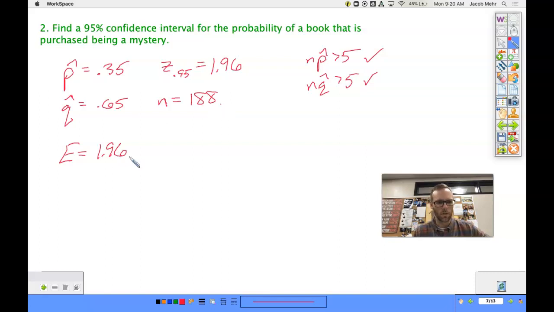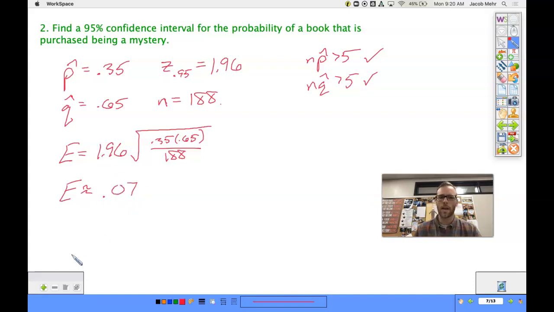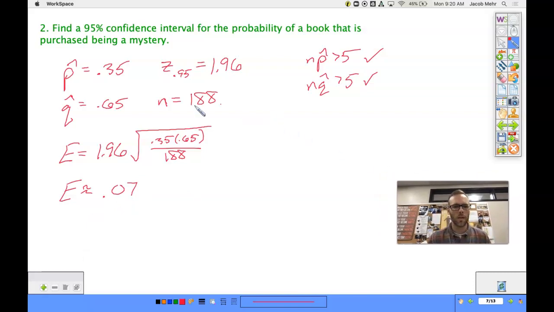See, this is why we have to be careful, right? The square root, not of npq, but of pq, 0.35 times 0.65 over n, which is 188. I almost did the long work, the square root of npq divided by n, but instead it's the square root of pq divided by n. So we get an error of about 0.07.